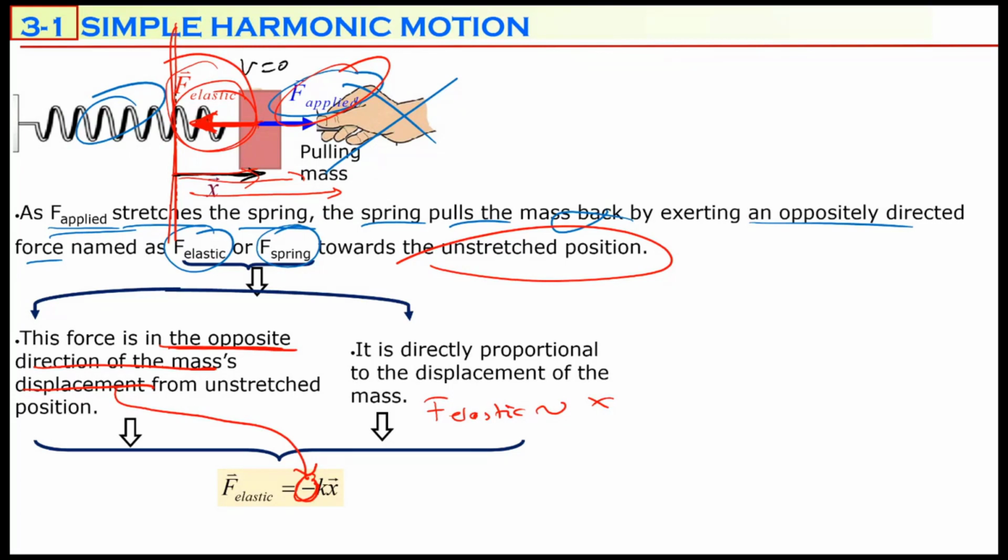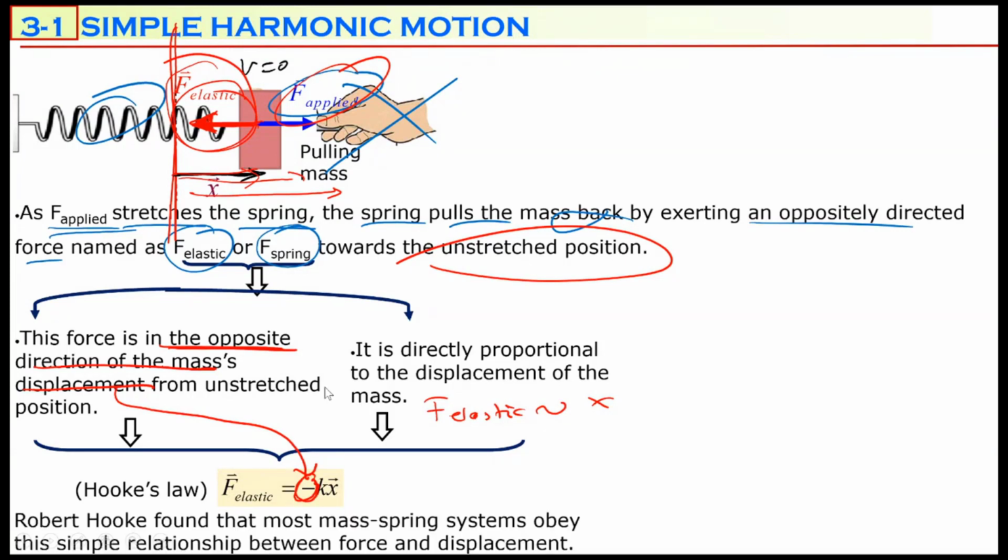This equation is known as Hooke's law because the first scientist who discovered this relation between X and F elastic is Robert Hooke. He found that most mass-spring systems obey this simple relationship between elastic force and displacement.